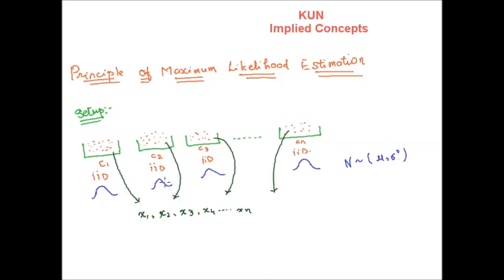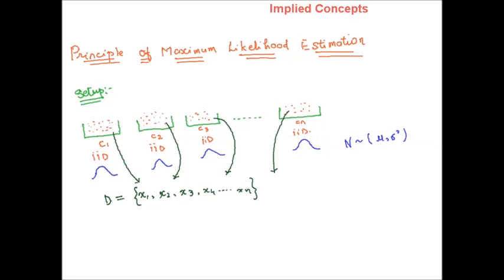Now I have a new collection of data points which have come from these containers, which have Gaussian distributed, identically distributed data themselves, and I call this collection D. So the data is x1, x2, x3 to xn, and I am naming it D to symbolize the data points. Since D is again a collection of samples which are independent and identically distributed, I can have the probability distribution of these data as well.